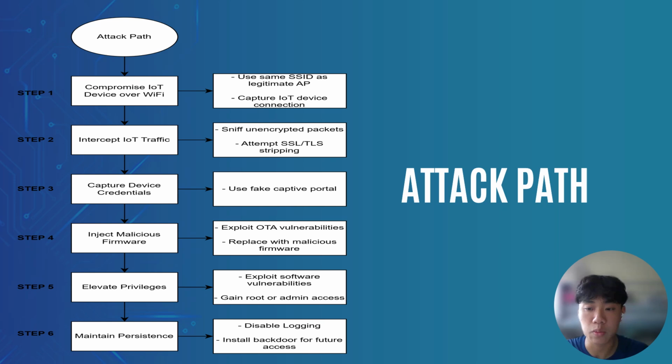The hackers will then exploit the over-the-air update process, where the attacker intercepts firmware updates and injects malicious code. This will allow them to gain complete control over the IoT devices, and by leveraging vulnerabilities like buffer overflows, the attacker will elevate privileges to administrative levels, enabling persistent access and potentially disabling logging to evade detection from the security team.